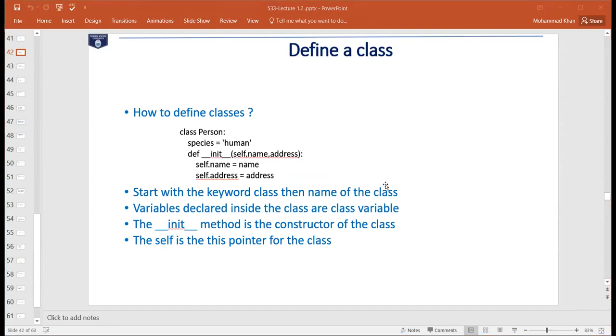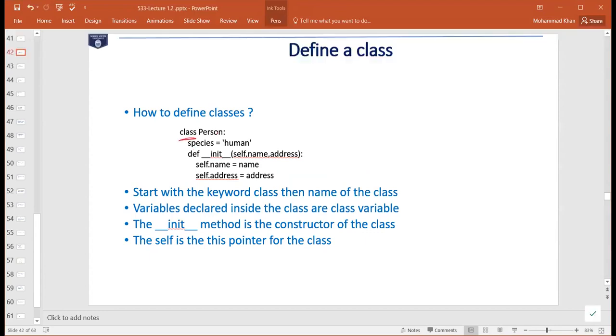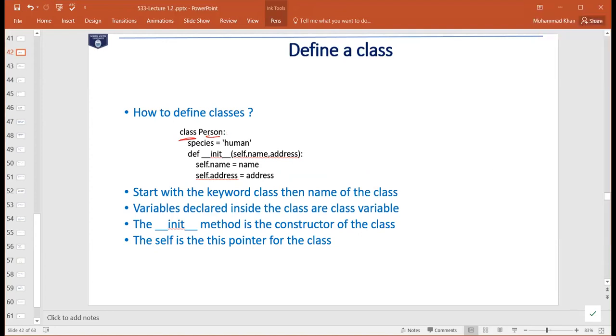So in Python, if we want to define a class, we use the keyword class and then the name of the class, the colon, and then the indentation. After the colon, this indentation defines a new block. And we have another def here, that means another function and another new block.